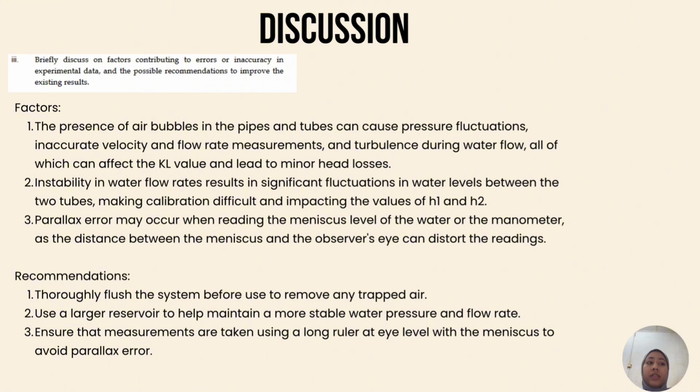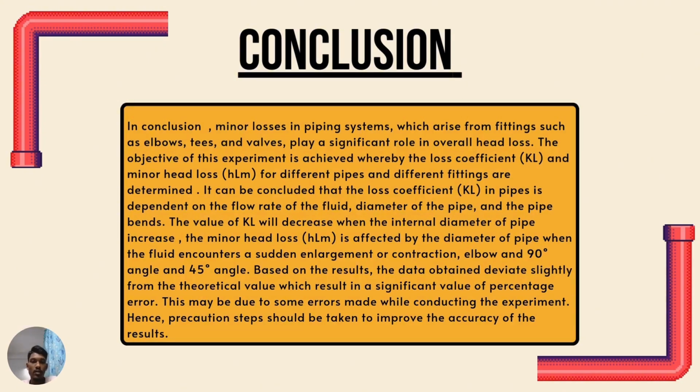So the recommendation is to thoroughly flush the system before use to remove any trapped air. Second, use a larger reservoir to help maintain a more stable water pressure and flow rate. And lastly, ensure that measurements are taken using a long ruler at eye level with the meniscus to avoid parallax error.